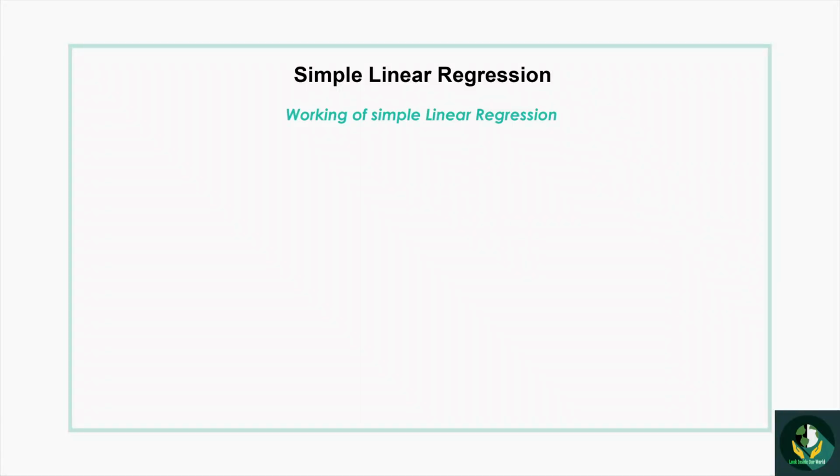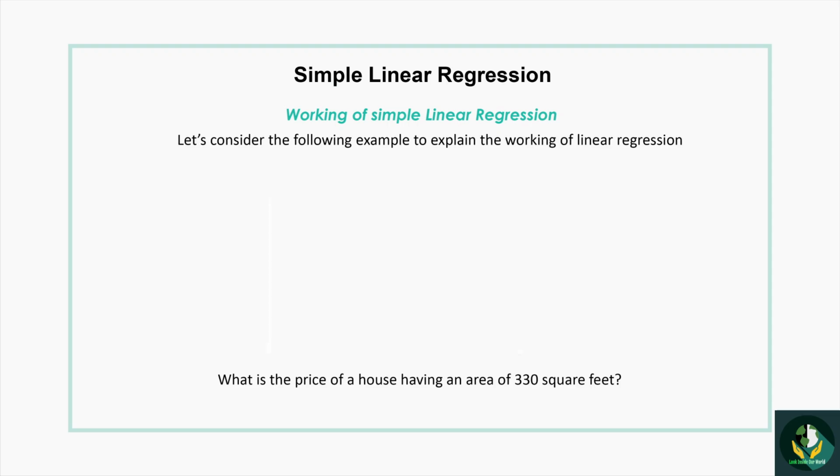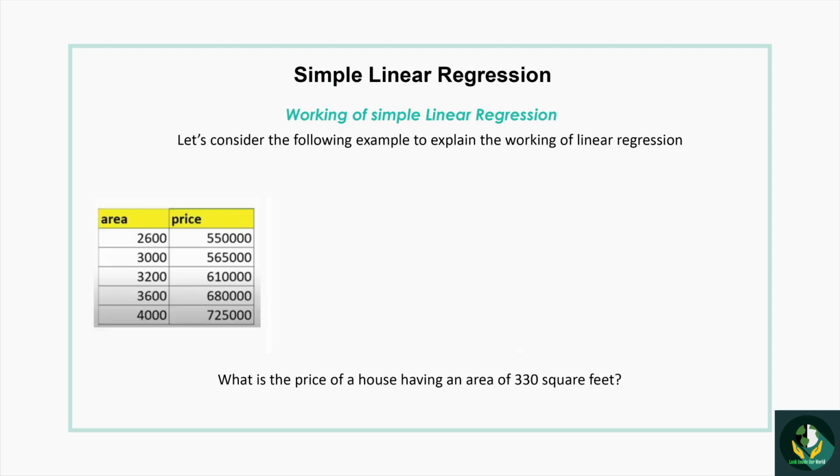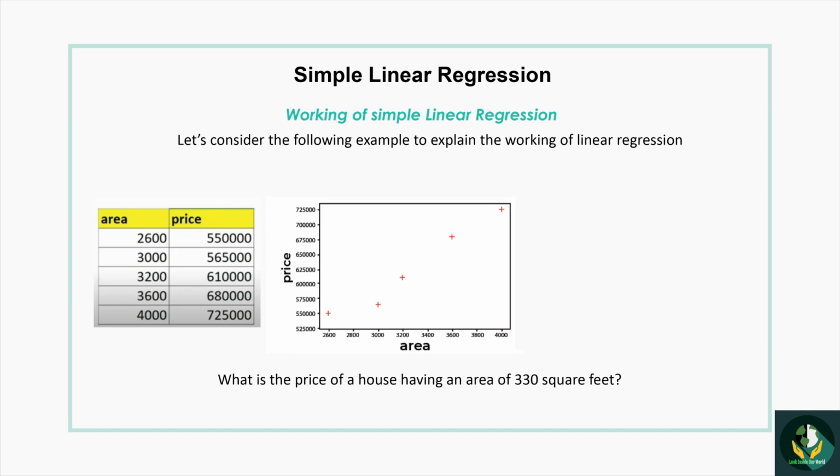Let's have a look at how linear regression works. In the given table, I have the prices of each house depending upon the area of the house. Using this data, we will build a machine learning model that can predict the price of a 330 square feet apartment. You can plot available prices and areas in a scatter plot.